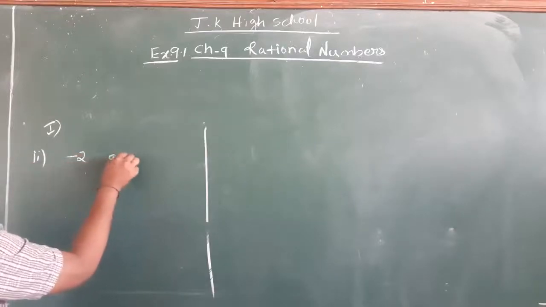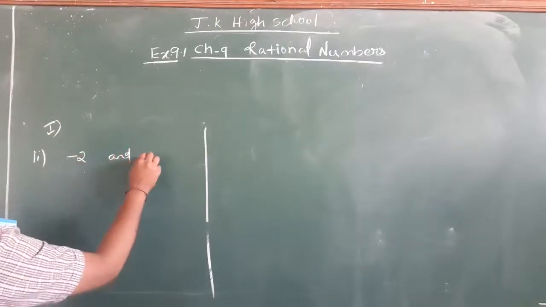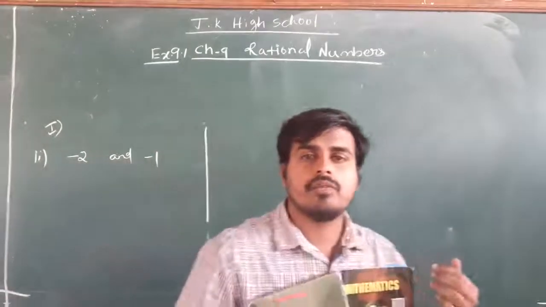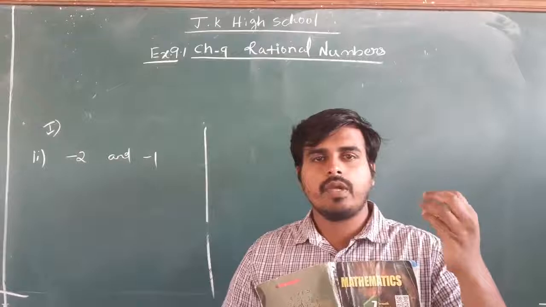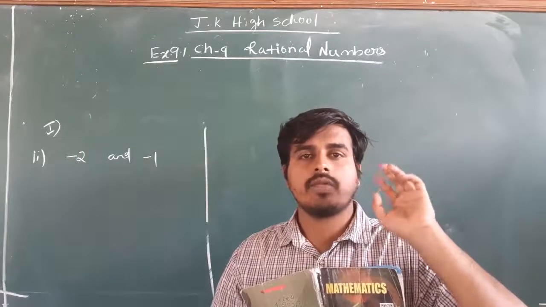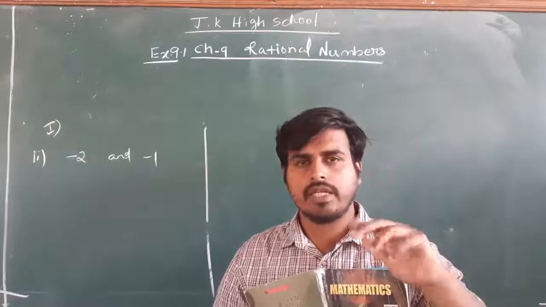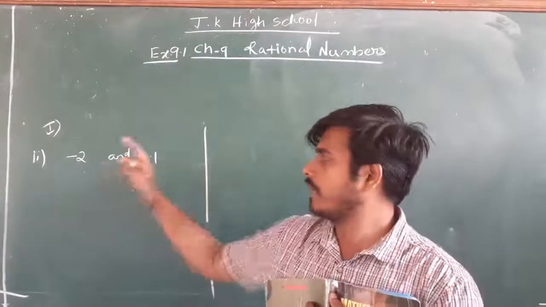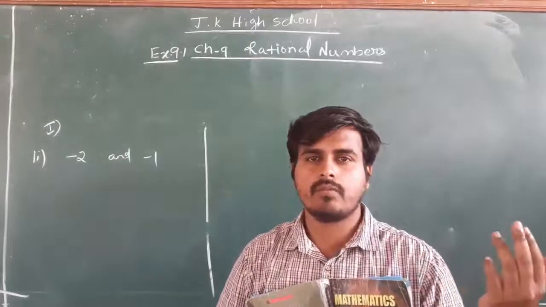Minus 2 and minus 1. Now I want at least 5 rational numbers, at least 5. You can find 500 or even 5 lakh rational numbers between any two numbers. But I want only 5 rational numbers between minus 1 and minus 2. It is on the negative section of a number line.